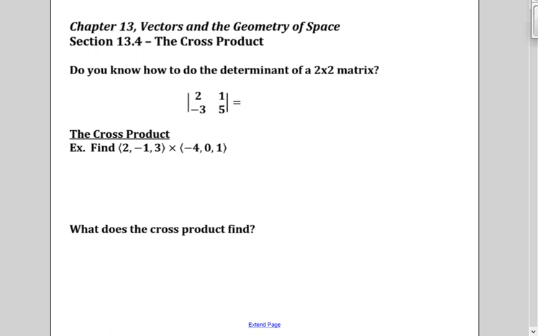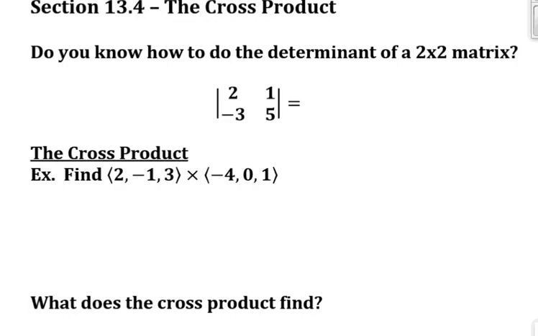Okay, so in section 13.4, we are doing something called the cross product. When we're doing the cross product, it involves doing the determinant of a 2x2 matrix. If you remember, to do that you do crisscross. You multiply and then subtract, right? So you do this guy 10 minus that guy. Now be careful, that's a negative 3, right? So 10 minus negative 3 would be 13.